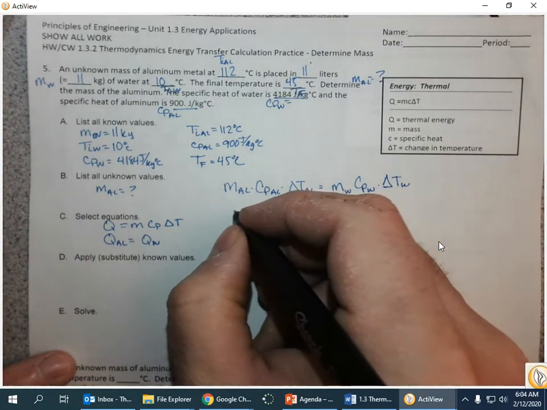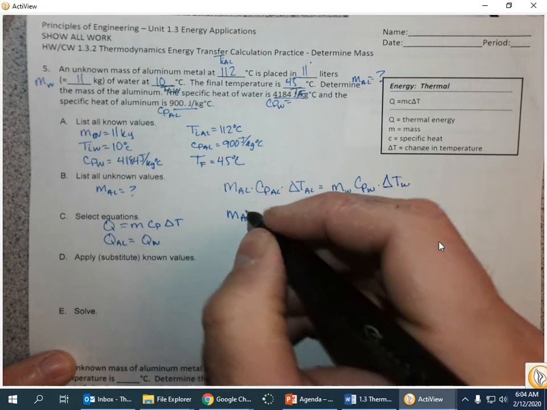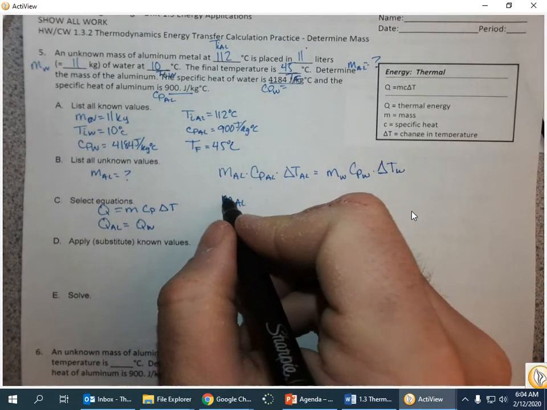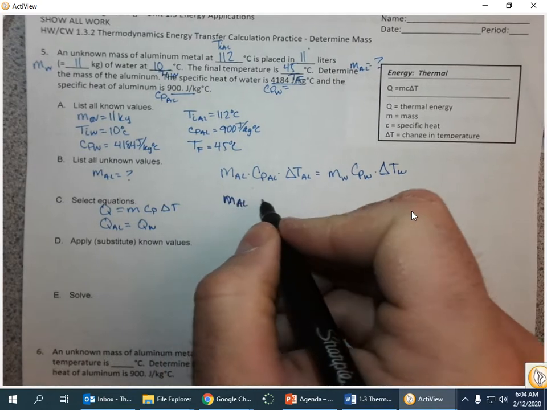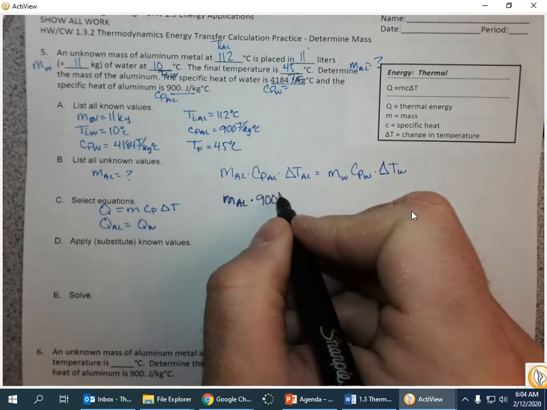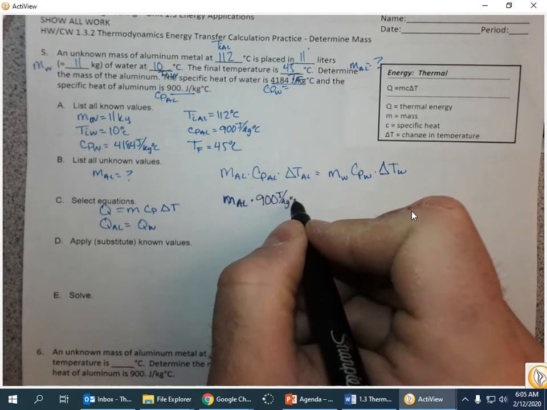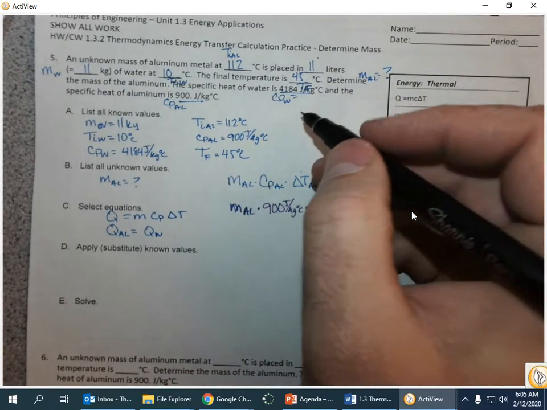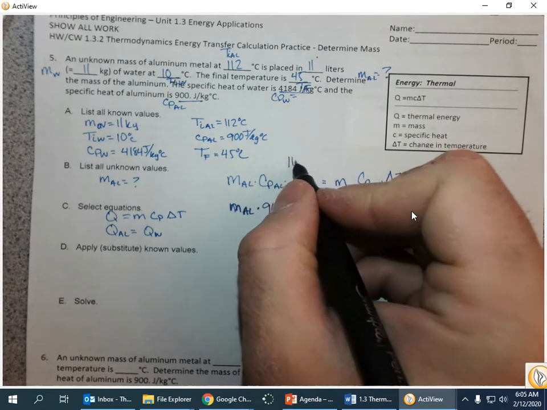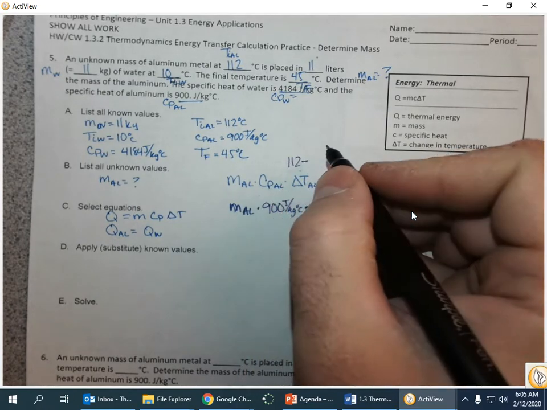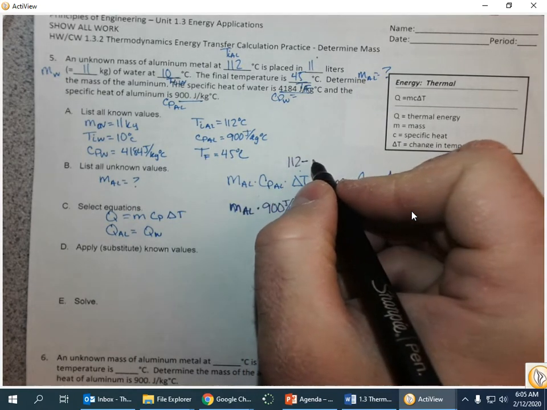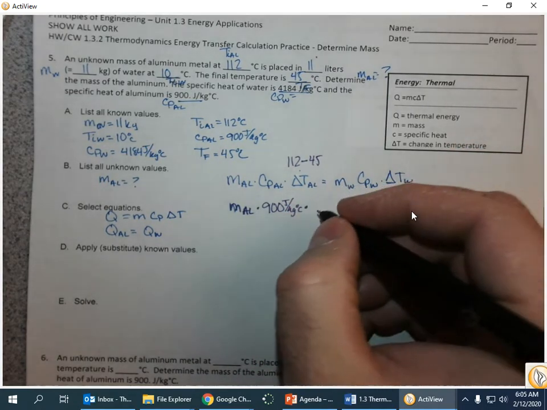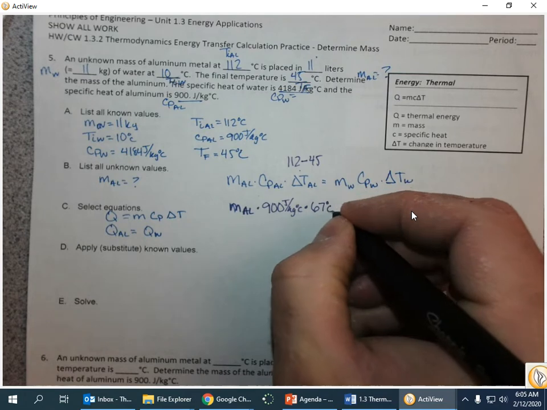Plugging in, I don't know the mass of aluminum, but I do know its specific heat capacity. And I do know the change in temperature. The change in temperature for aluminum is it goes from 112 down to 45. So that is a difference of 67 degrees Celsius.